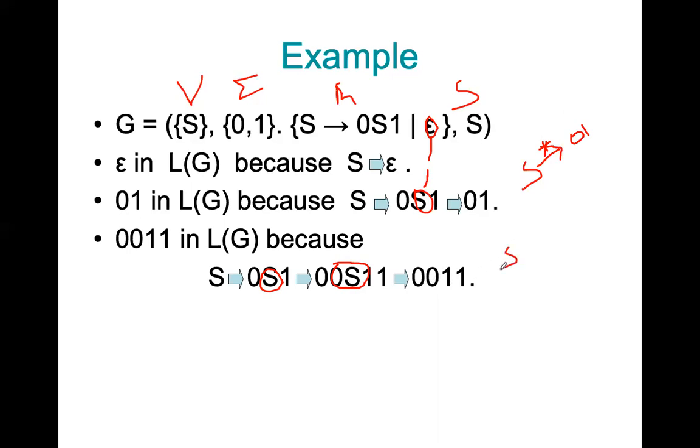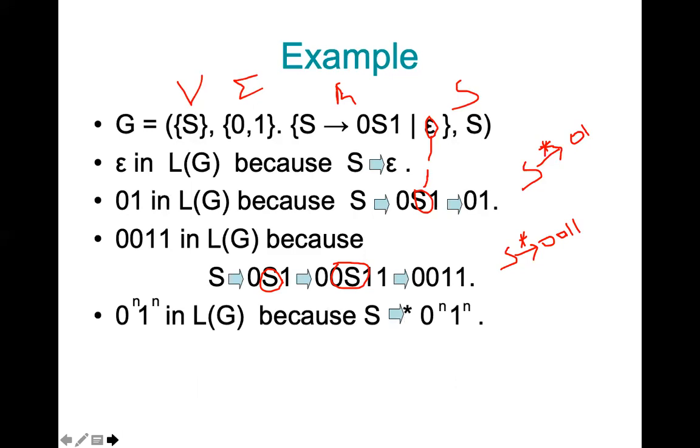Here also we can write S producing 0, 0, 1, 1 in a single line using the star, because we need not mention the steps in between. So S is producing 0011. In this language, we have epsilon, 01 and 0011 as strings. This will be a combination. Again, if you produce again, you will get 000111. In generalization, it is 0 to the power of n, 1 to the power of n.